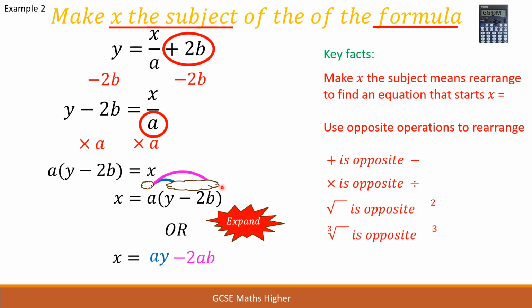Remember, when you expand, it's like you've got the little Santa hat here, so you multiply a by both the terms in the bracket. This answer here, or the answer above, or even the one here where you've got a bracket y minus 2b equals x, all three of these answers are exactly the same and they will all give you full marks in the exam. So as long as you have written an expression saying x equals, you will get full marks in the exam. So give yourself a big tick if you managed to get that correct. Well done.